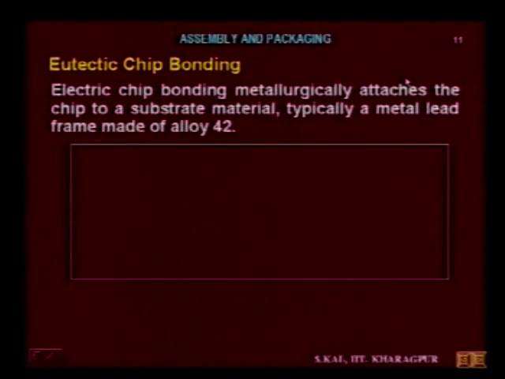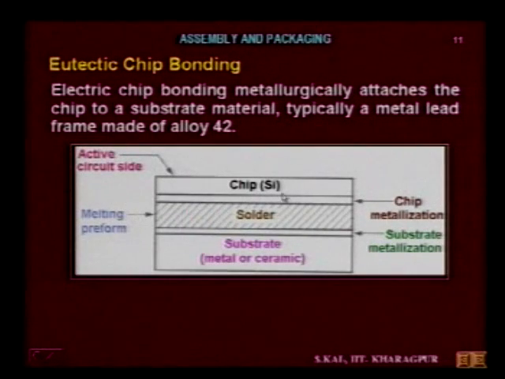Eutectic chip bonding metallurgically attaches the chip to a substrate material, typically a metal lead frame made of alloy 42. Alloy 42, which I mentioned in an earlier slide, is a nickel and iron mixture, 42% nickel and 58% iron. And in this diagram we have shown how the chip bonding is done using the eutectic chip bonding technique.